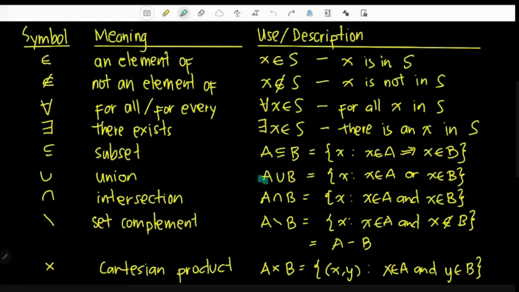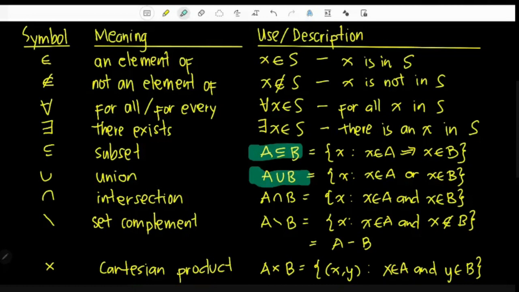So again, by definition, A is a subset of B. If x is an element of A, then it should imply that x is an element of B as well. Now, the union of sets is denoted by cup. So, A union B is the set containing all elements x where x is either in A or in B.